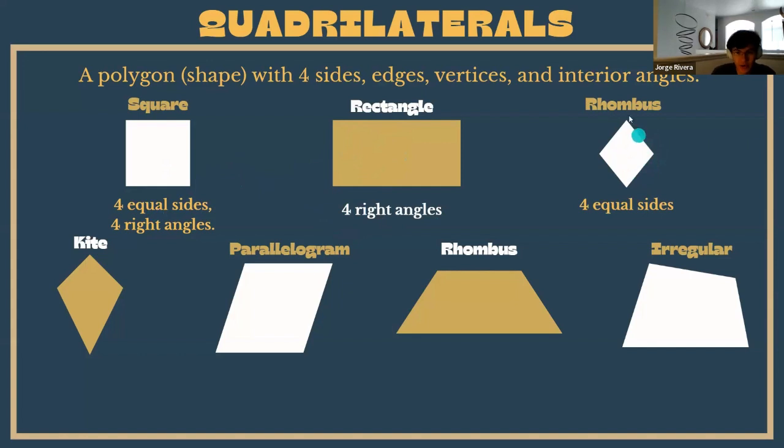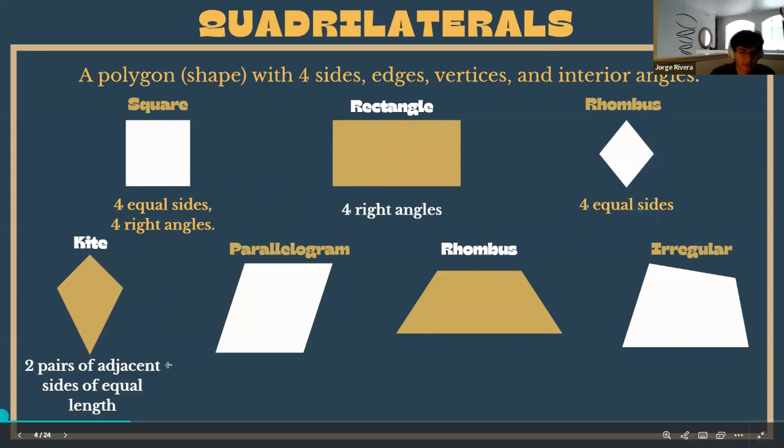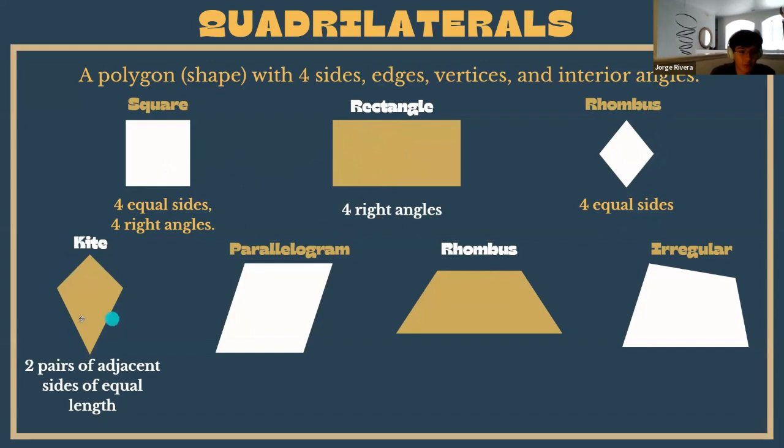For example, here we have the rhombus, right? It has four equal sides, but it doesn't have four right angles. And so here we go. We have a kite, which is kind of like a different version of it. It's going to be two pairs of adjacent sides of equal length. So for example, these two are of equal length, these two are of equal length, right? Another minor requisite is that at least one pair of angles is going to be the same angle, right?